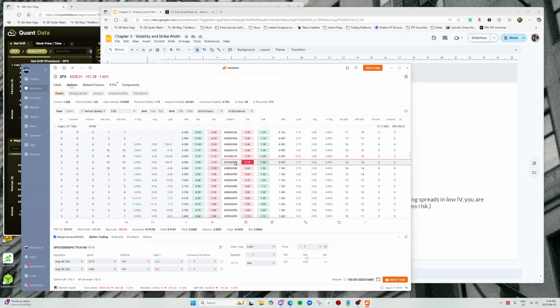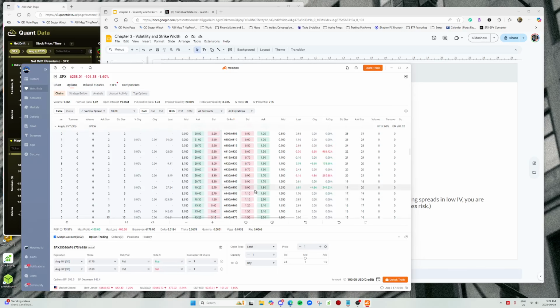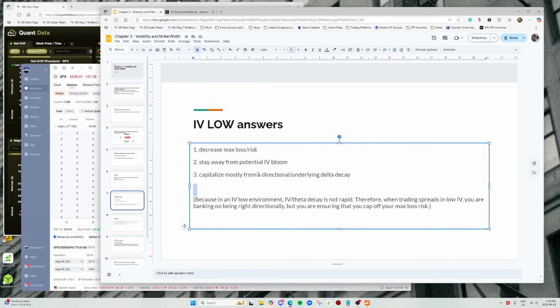So this is what I'm talking about, 5 wide. Now, if we start doing 10 wide when IV is well above 30%, you can see that you don't really get that much more for doing so. So, decreasing max loss risk, stay away from potential IV bloom, because that could happen. We're on the floor of IV. So we capitalize mostly from a directional underlying delta, right?